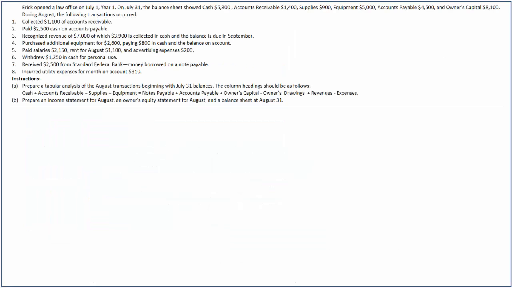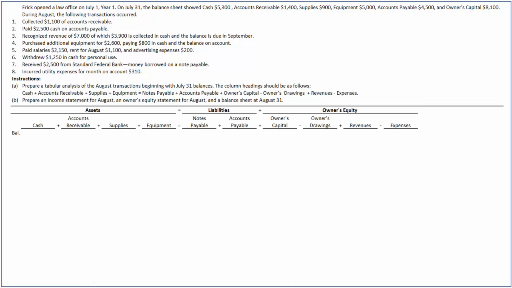Transactions that occurred in Eric Company during the month of August are given along with the beginning balance details of certain accounts. Using this data, we will prepare a tabular analysis of the August transactions. We will also prepare an income statement for August, an owner's equity statement for August, and a balance sheet at August 31st. Let's first record the beginning balances of all accounts.